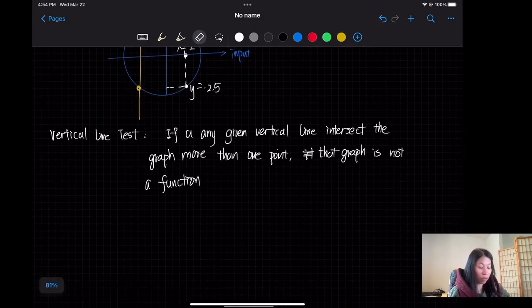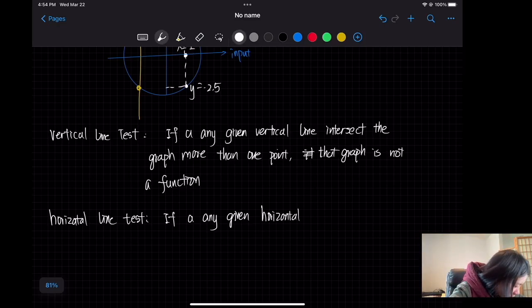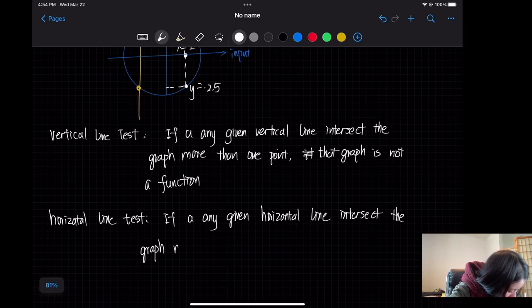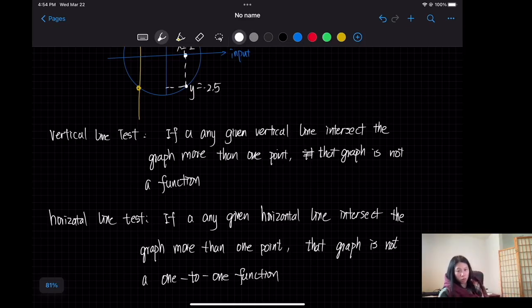Okay. So if we have a vertical line test, then we also have a horizontal line test. So what is a horizontal line test? It's a similar idea. If any given horizontal line, not vertical, intersects the graph at more than 1 point, then that graph is not a one-to-one function. I'm going to tell you what a one-to-one function is.